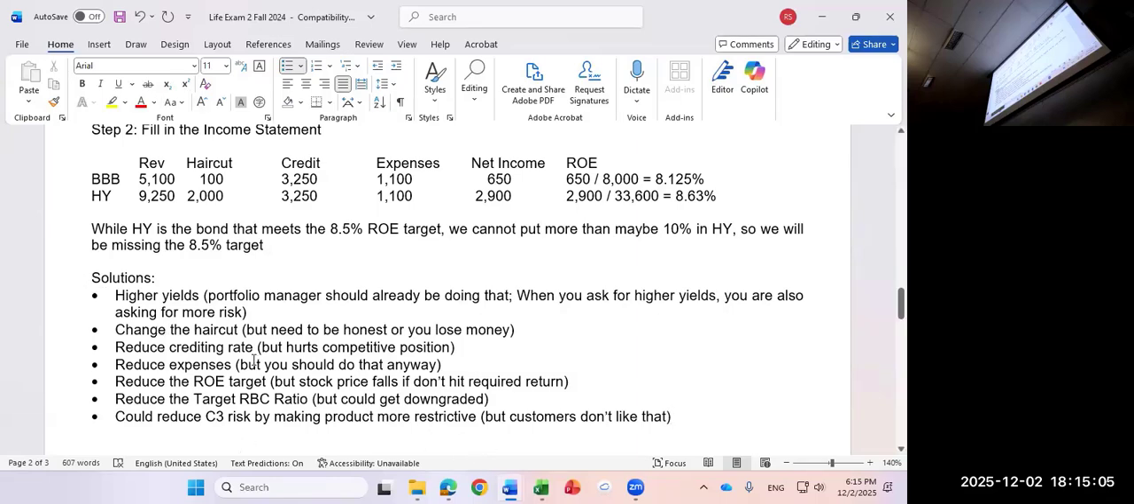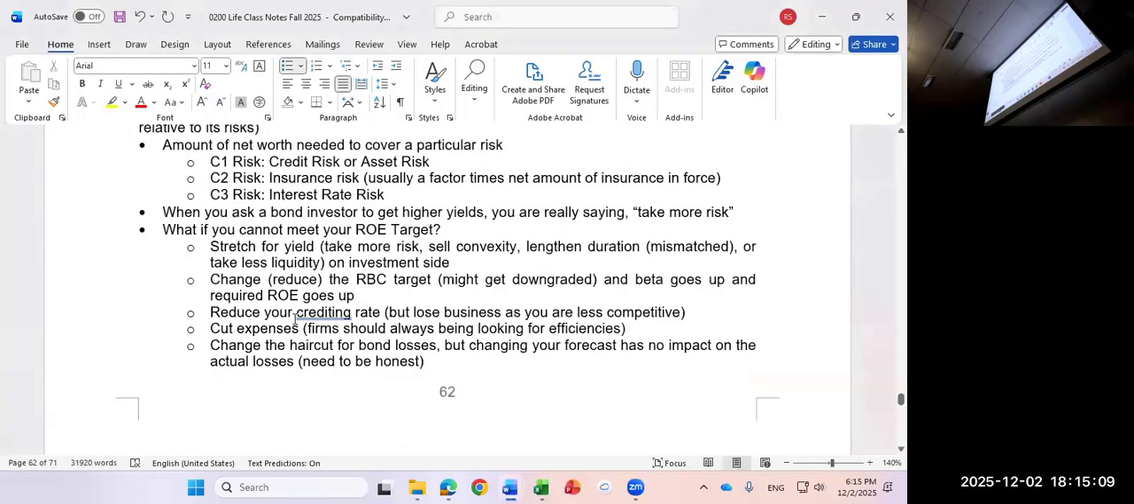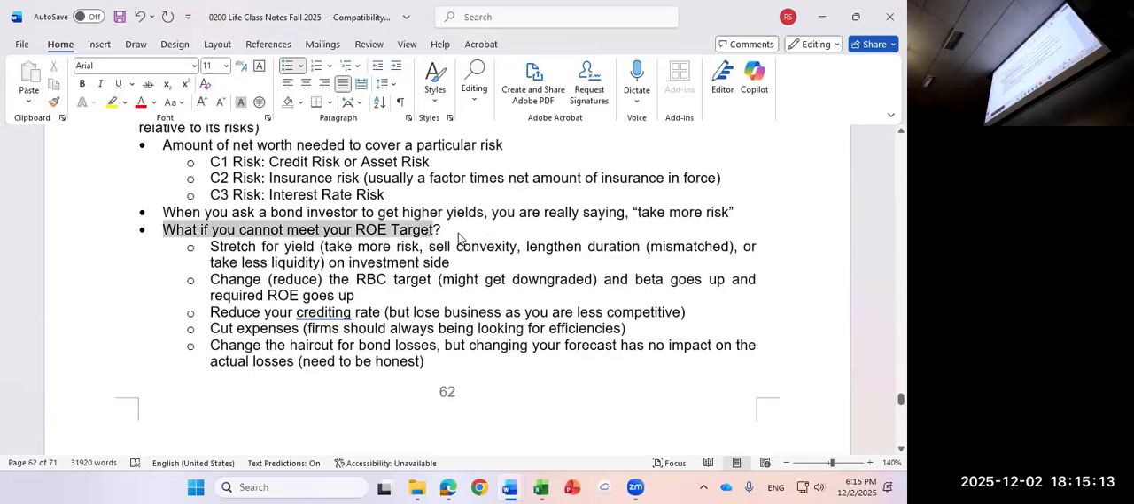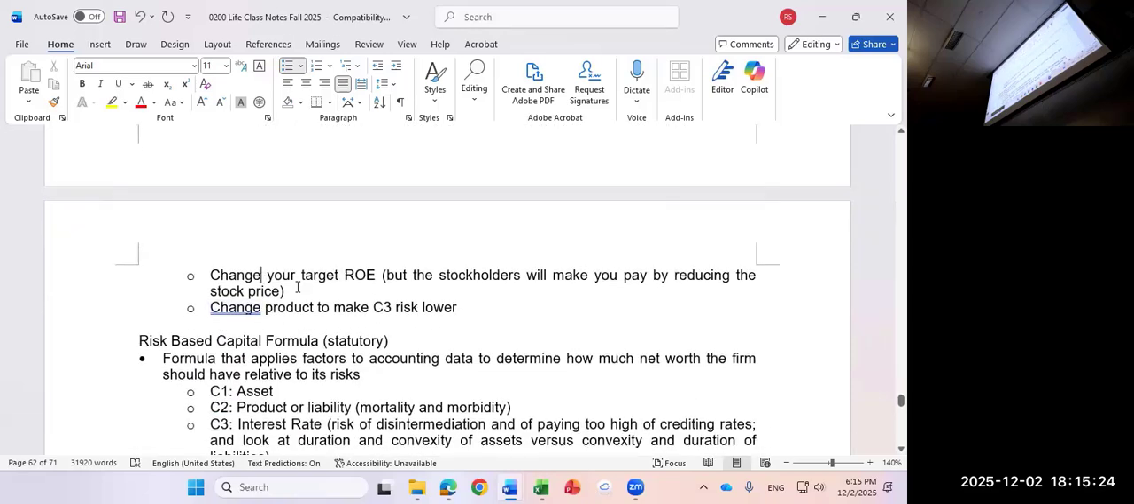So if you're not sure what this list is, it's in the class notes. I'm not sure which page it is for y'all, but you can just look up the term, what if you cannot meet your ROE target? Stretch for yield, reduce your RBC target, reduce your crediting rate, cut expenses, change the haircut, change your target ROE, and make C3 risk lower.